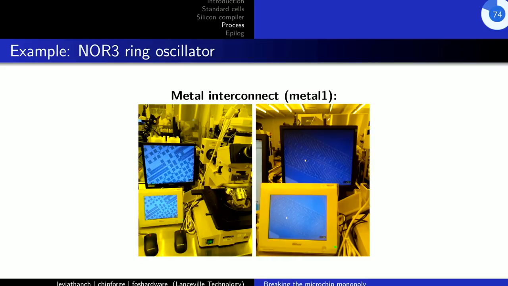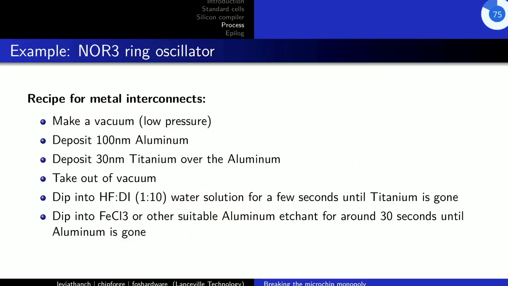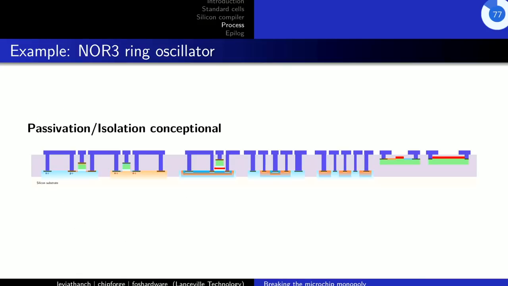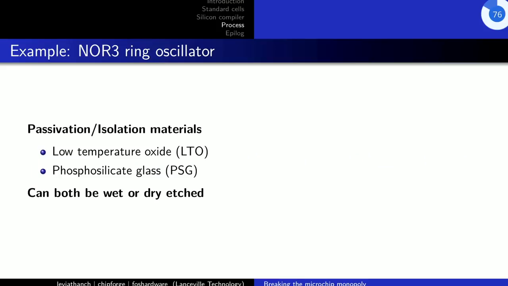Metal is even easier. We did the metal interconnect here for the ring oscillator. To etch it, you make a vacuum, deposit 100 nanometers aluminum and 30 nanometers titanium for passivation, take the vacuum away, dip it into HF until you don't see streaks from the titanium, then into aluminum etch until you don't see streaks from the aluminum, and then you have your wires. I skipped that one, that's just interconnect.